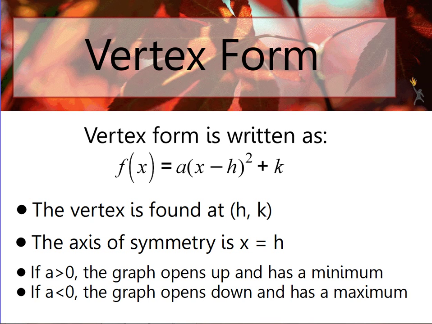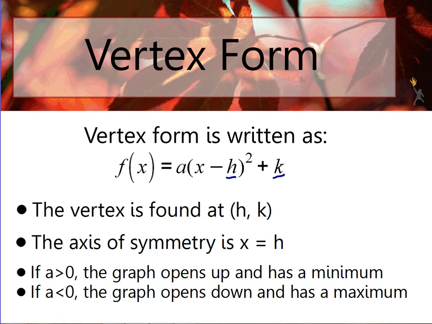Now let's take a look at vertex form. Vertex form is written as f of x equals a times quantity x minus h squared plus k. Quantity simply means that I'm going to have something in parentheses. The vertex uses two numbers that already exist in my form, h and k.